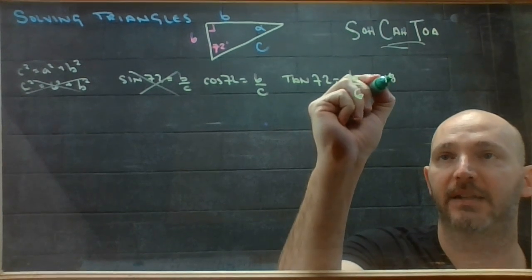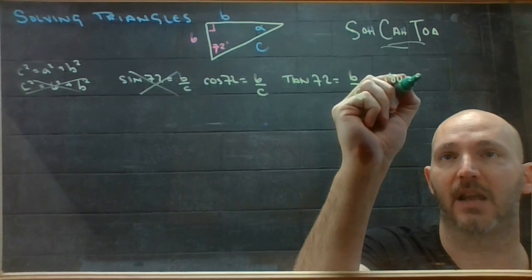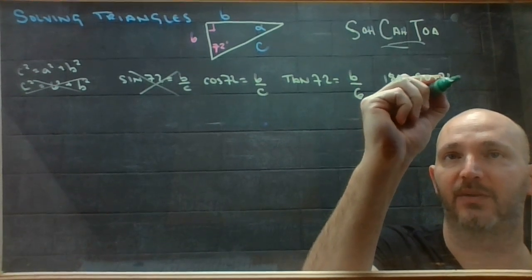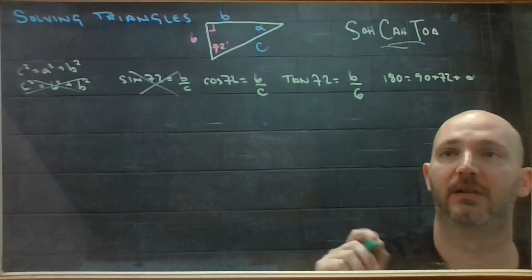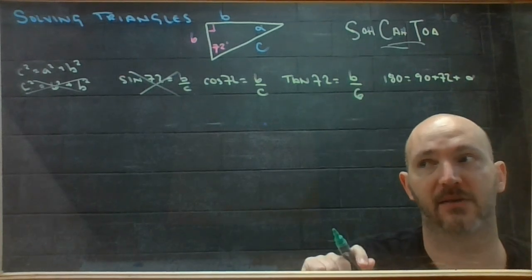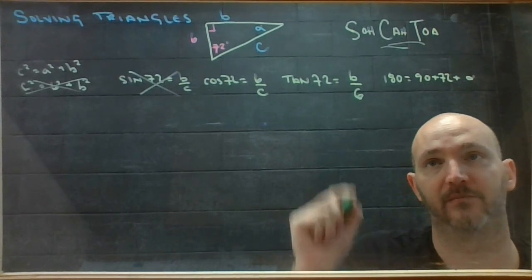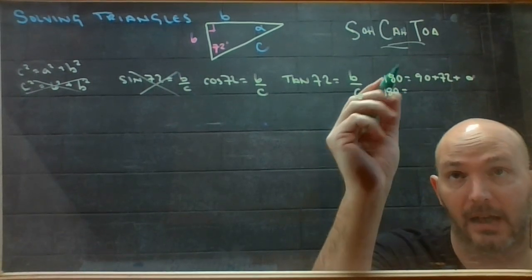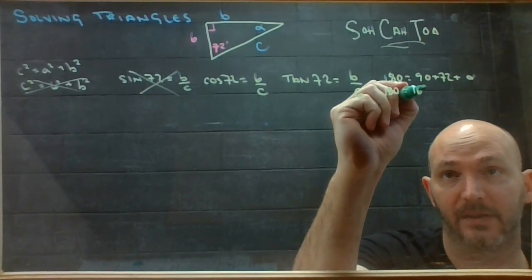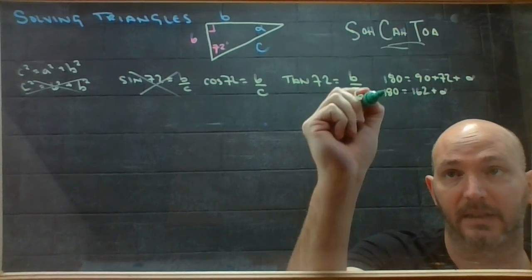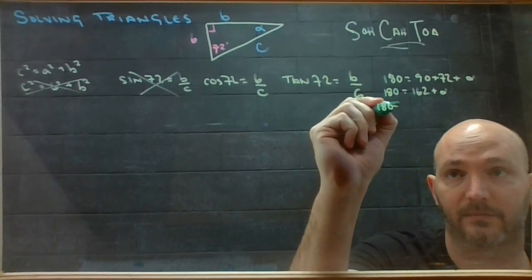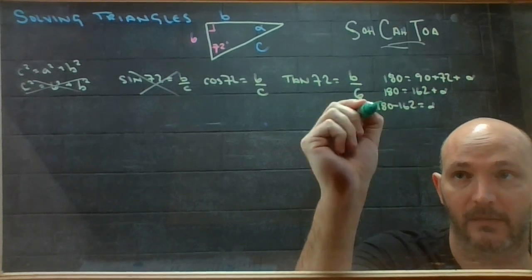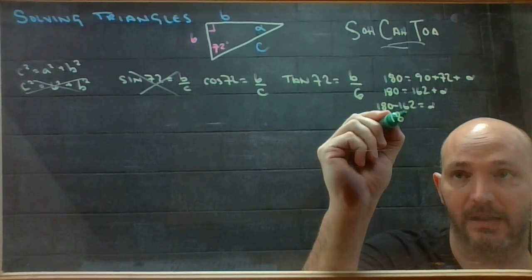And 180 degrees has to be 90 plus 72 plus alpha. That only has one letter in it, so I'm going to be able to solve that one. Let's start on this end. 90 and 72 is 162. Kick this over. Gives me 18 degrees for alpha.